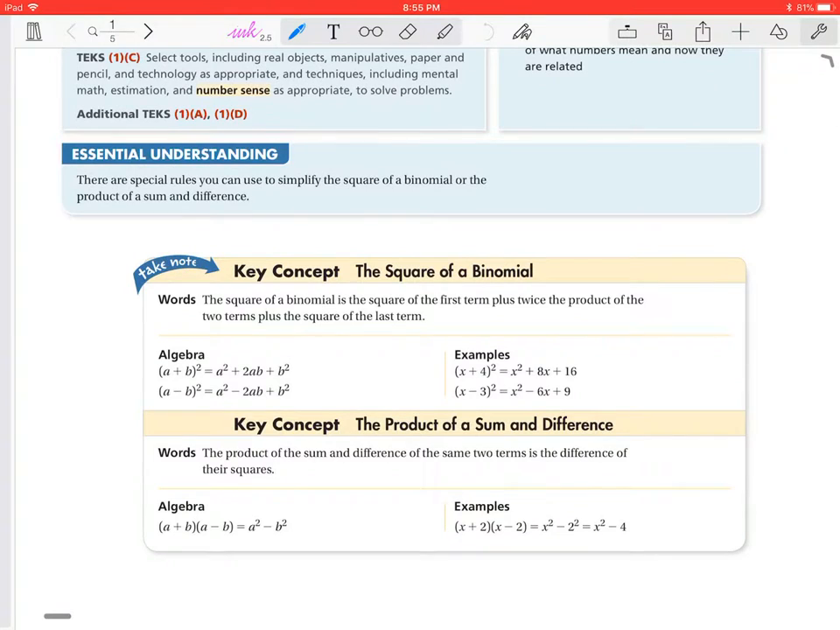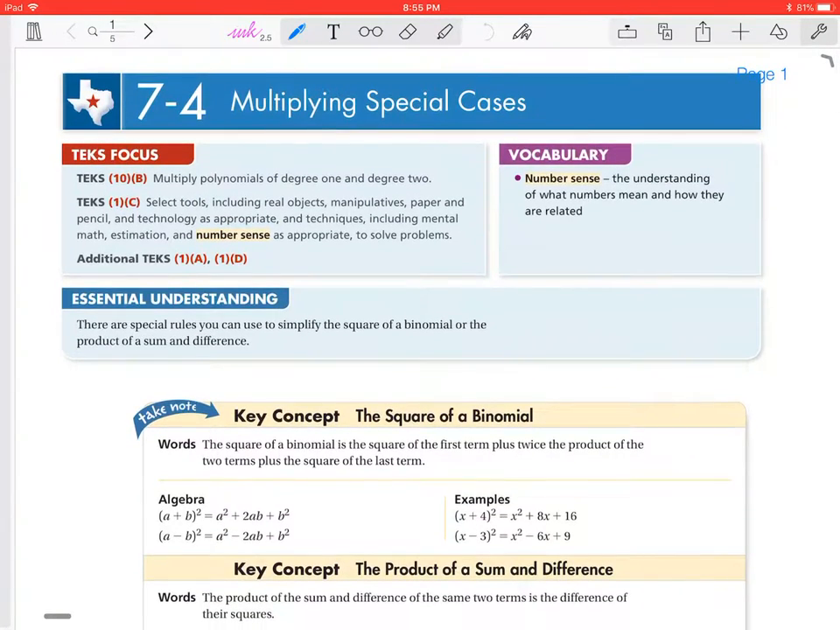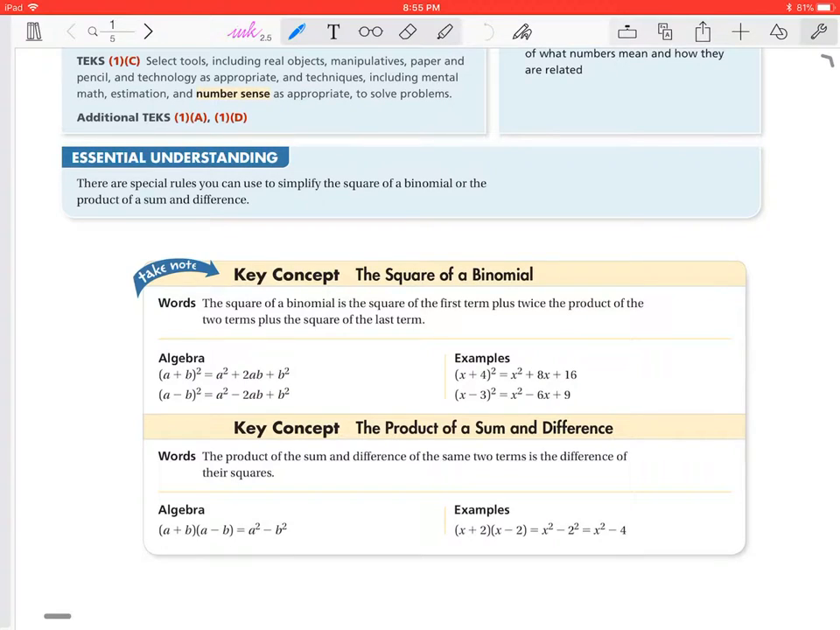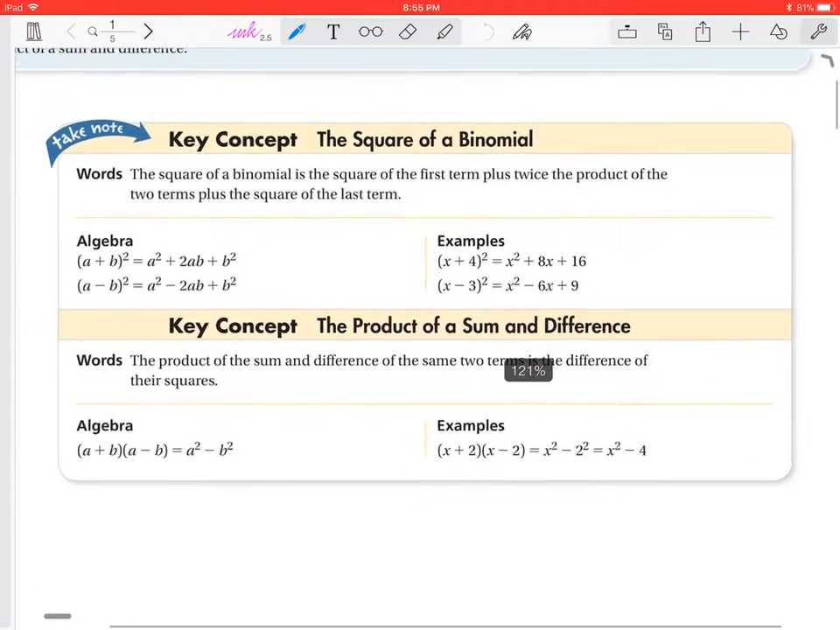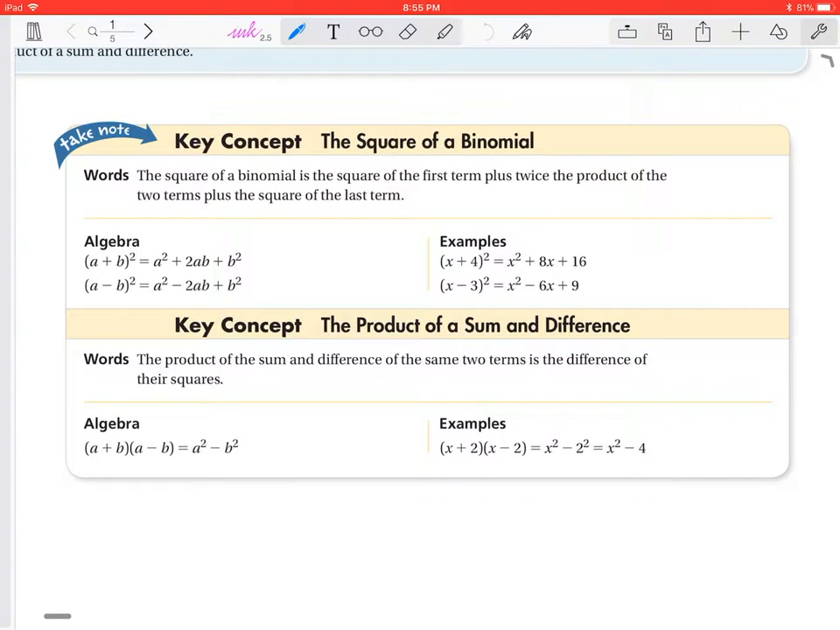So on this episode of MathMeowTics, we are going to talk about multiplying special cases of binomials. There's special rules that we can use to simplify the square of a binomial or the product of a sum and a difference. So the first special case, squaring a binomial, is if I have a plus b, and that binomial is squared.